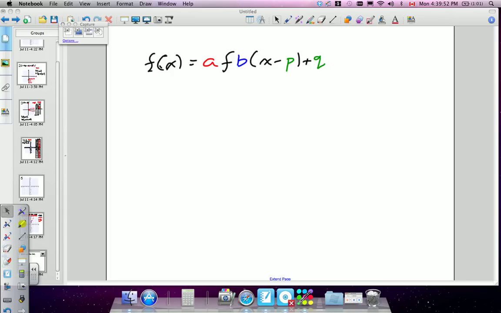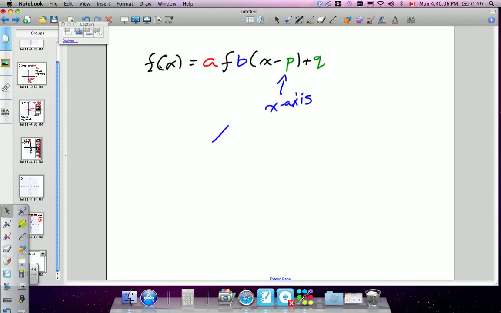What's important to realize here is P and Q deal with transformations. So that's moving the function. P deals with x-axis movements. Let's say it was a function like this. P deals with moving it to the right or moving it to the left. Q deals with y-axis transformations. So say we have the same function, something like that. Q moves it up or moves it downwards. So P and Q are transformations of it.